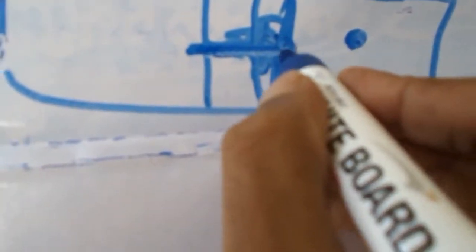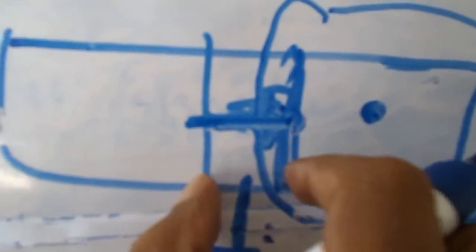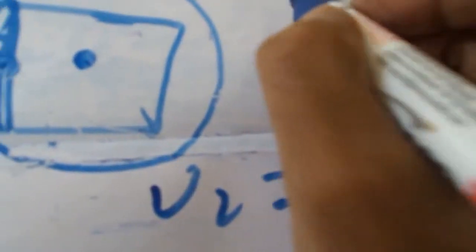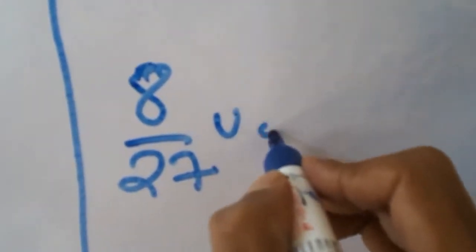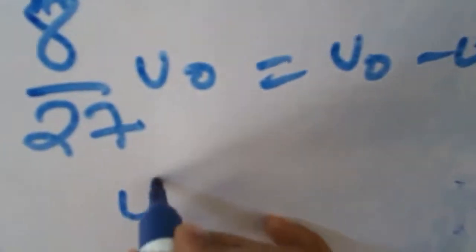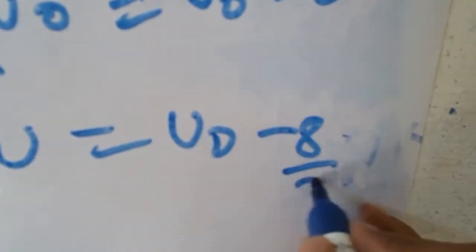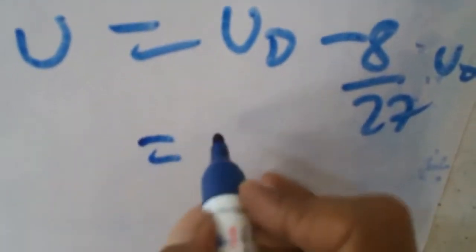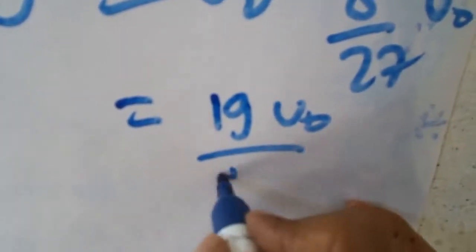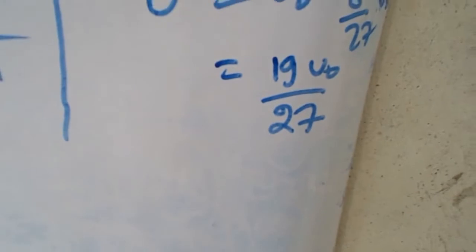If this chamber has moved by x amount, let me suppose this amount of volume is v. So what is V2? V2 is equal to V naught minus v. And V2 is 8 by 27 V naught, equal to V naught minus v. So v is equal to V naught minus 8 by 27 V naught, which becomes 19 V naught by 27.